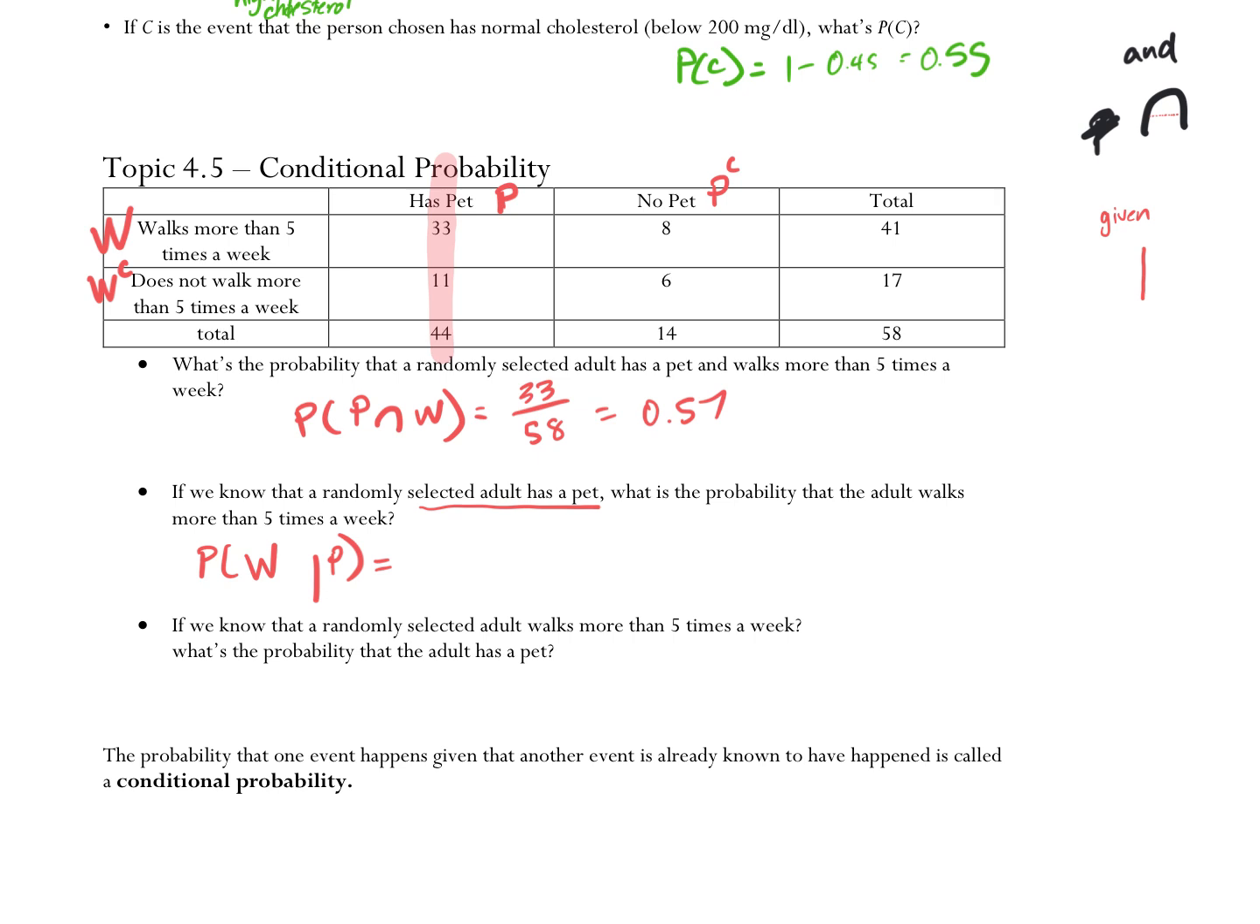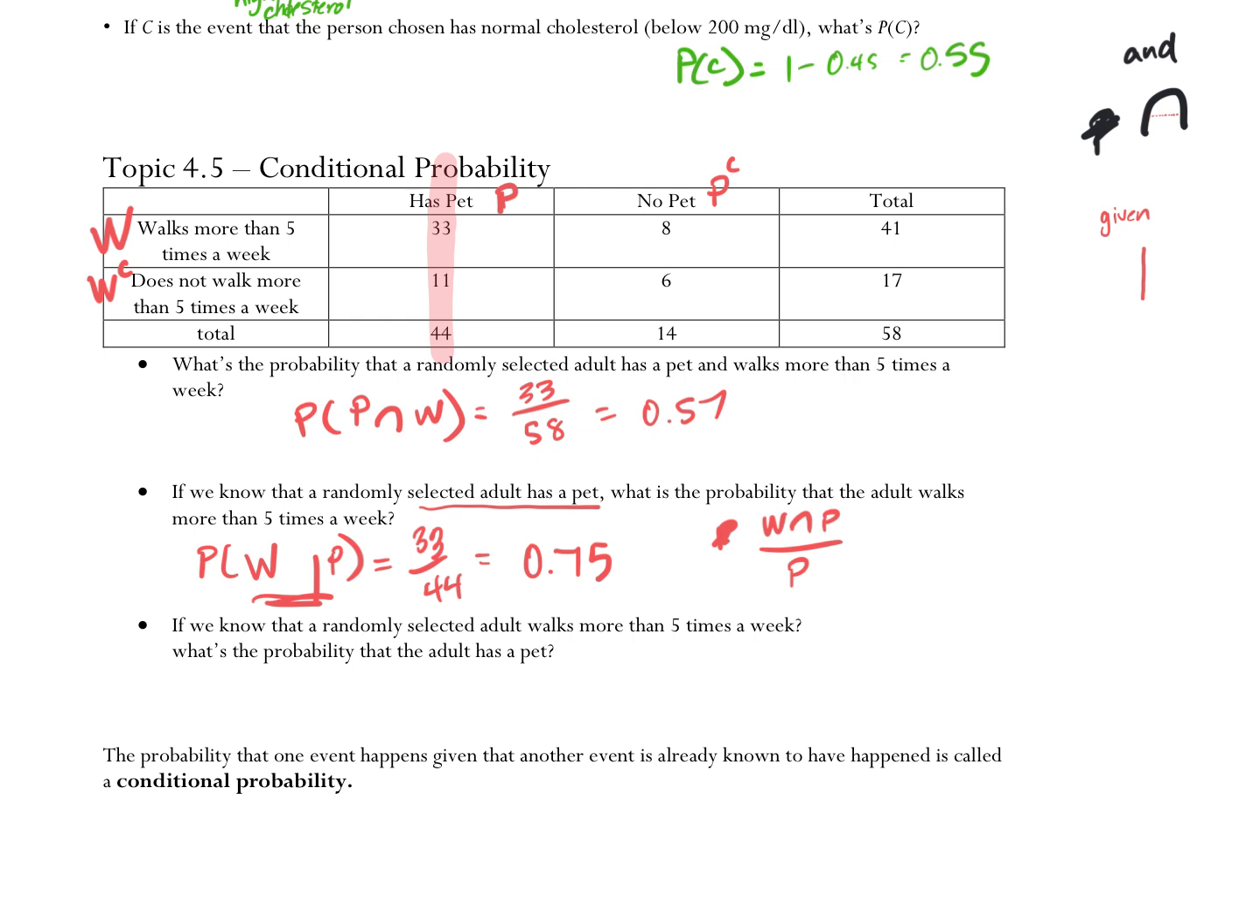Is everybody good? So, what fraction do I use? Would you guys be comfortable with me saying that this box is the P and W box? Okay? So the fraction for this, what we call a conditional probability, was W and P over just the total for P. Is this okay?